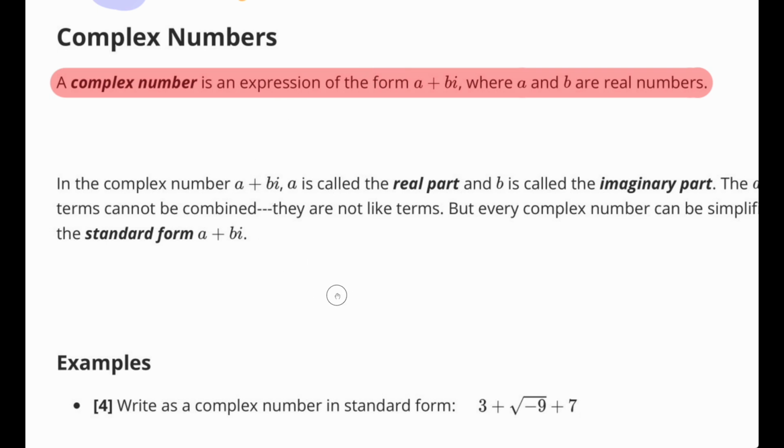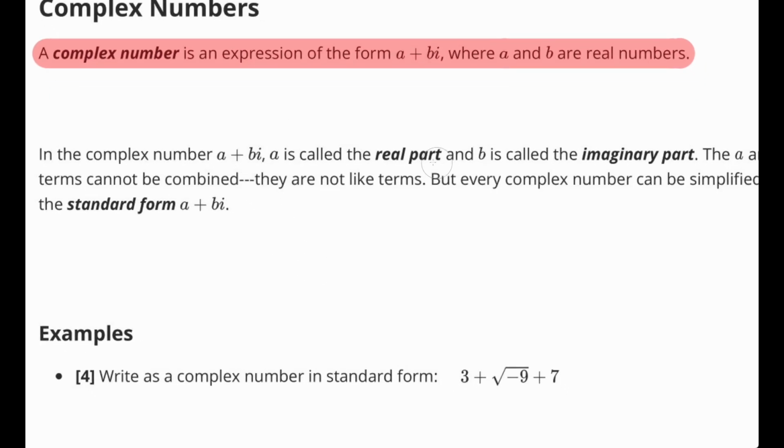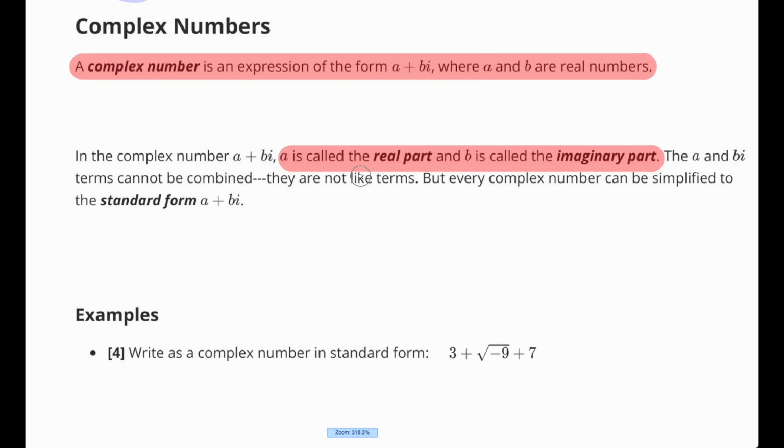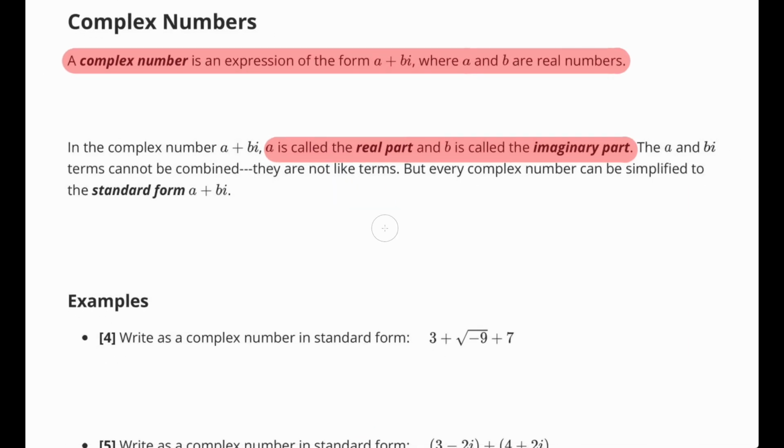And then it says in the complex number a plus bi, a is called the real part and b is called the imaginary part. Really, it should say bi is called the imaginary part because the b itself is not the imaginary, but the bi is part of the imaginary part. You don't really need to know that so much, but just want to throw that out there. The a and bi terms cannot be combined because they are not like terms. One has an i and the other one does not have an i. Okay, so you cannot combine them.